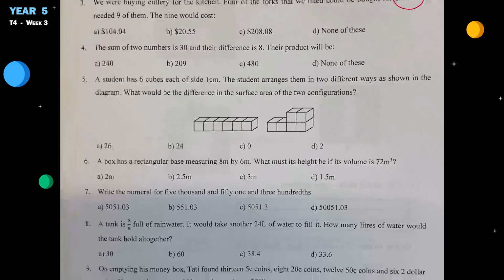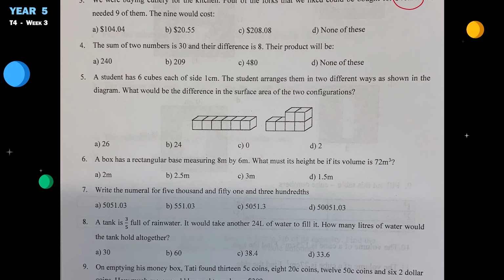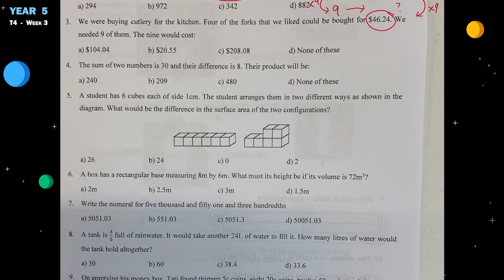Question 4. The sum of two numbers is 30 and the difference is 8. Their product will be what? So two numbers that add to 30. Just guess and check. So try 20 and 10. 20 plus 10 is 30, right? And the difference is 8. Difference means take away, this is minus. So if you do 20 take away 10, that gives me 10. So that's not right. 20 and 10 can't work.